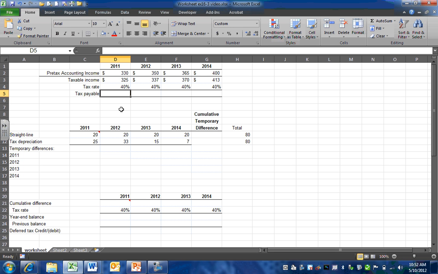All right, the first thing we're going to do is determine the tax payable, and we'll do this by taking the taxable income and simply multiplying it by the tax rate. And we'll do that for each of our years. This signifies the current tax payable. It will be a balance sheet item, and we will use it to determine our income tax expense for the period.